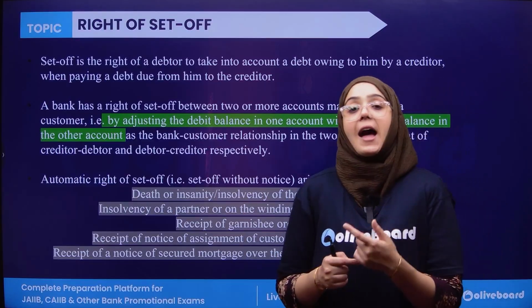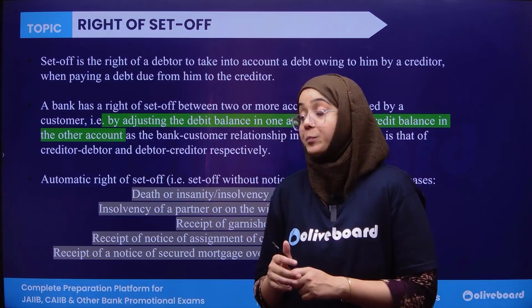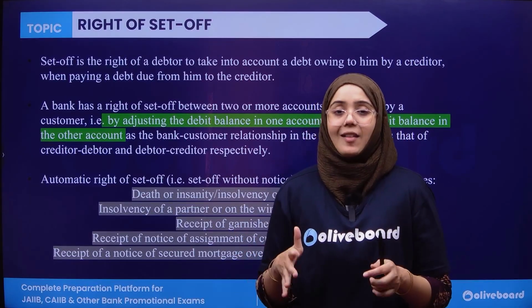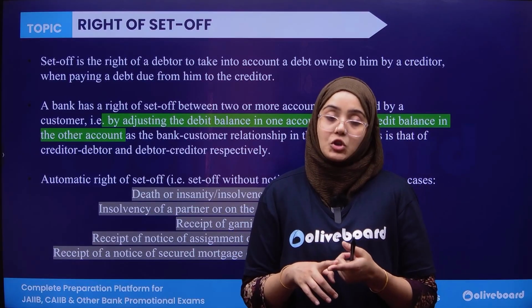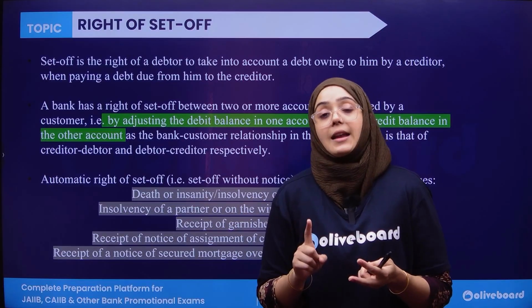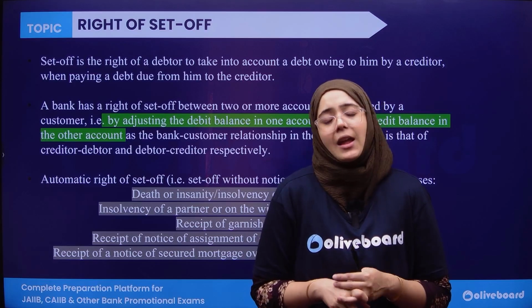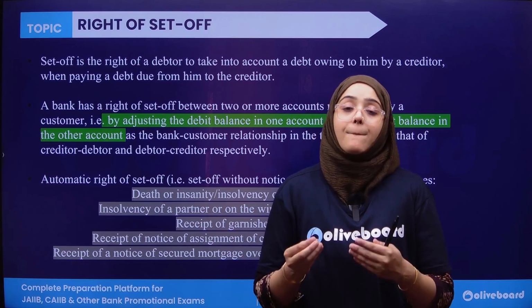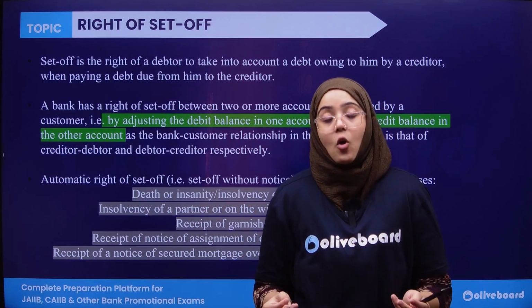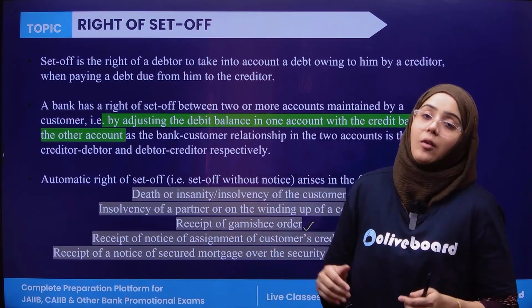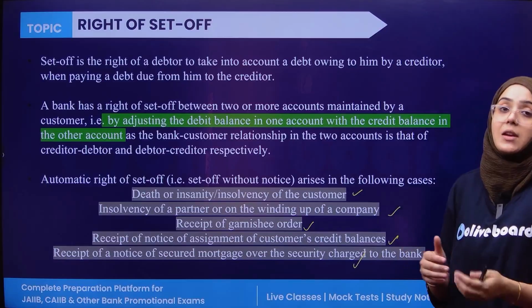Already I have explained to you what a garnishee order is. So in all these cases, if a bank receives a garnishee order, if there is any death or insanity, or if there is any insolvency, in all these cases, the bank has the right to set off the debit balance of the account of the customer with the credit balance.